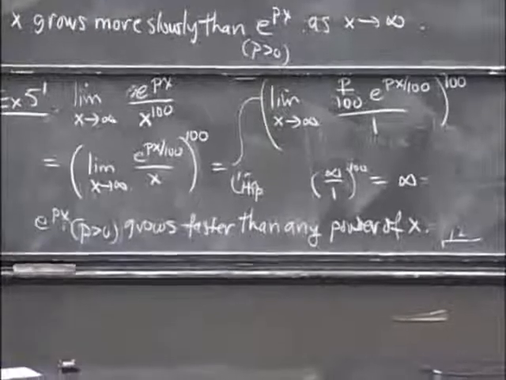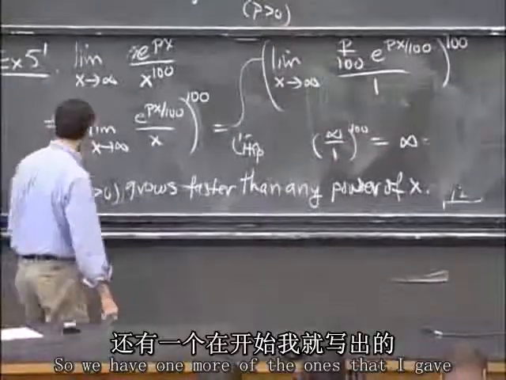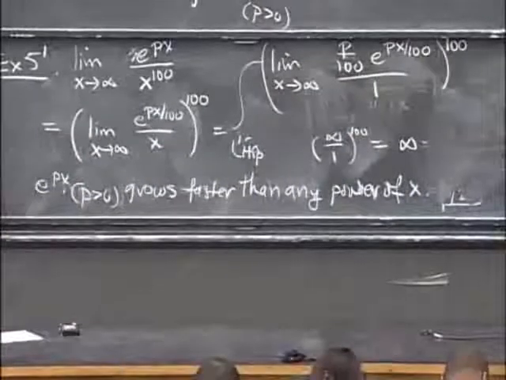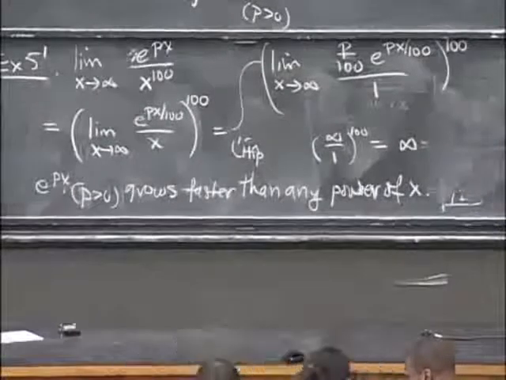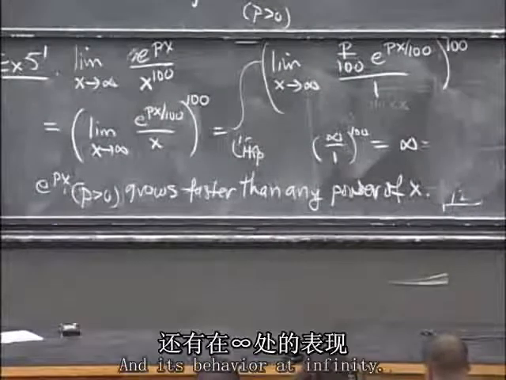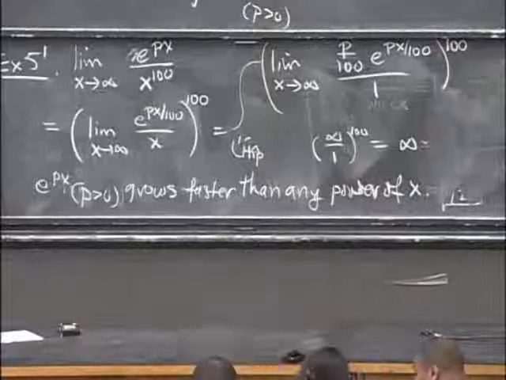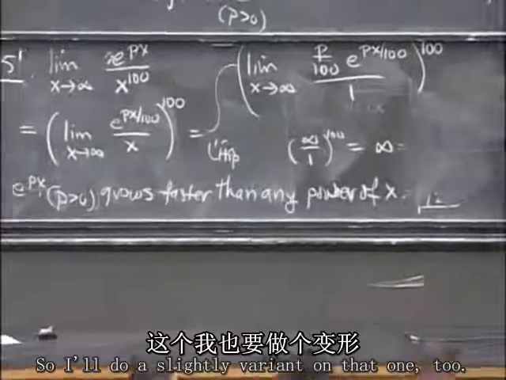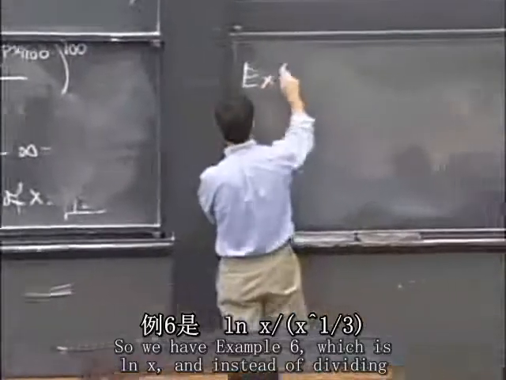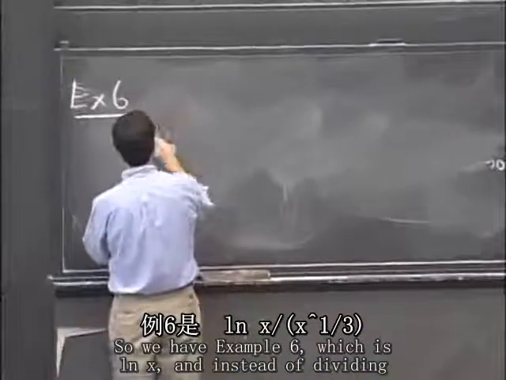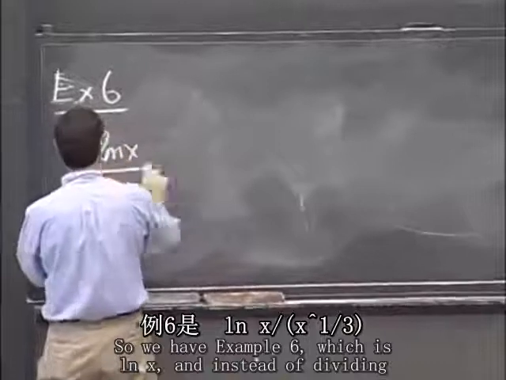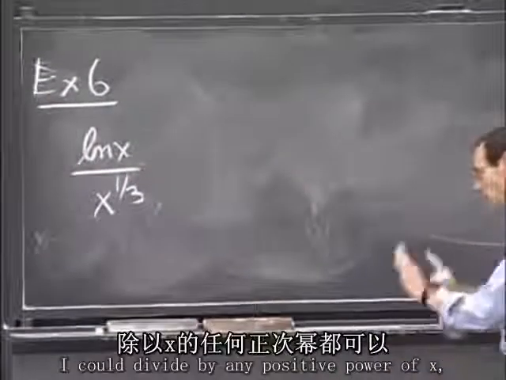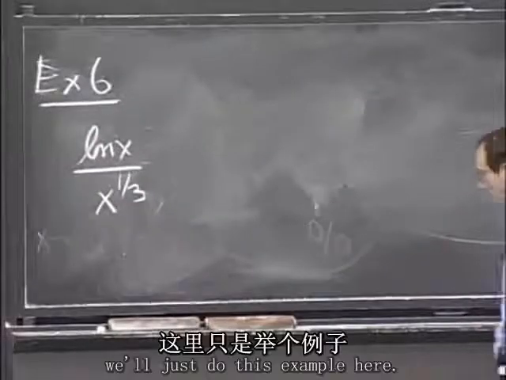All right. So we have one more of the ones that I gave at the beginning to take care of. And that one is the logarithm and its behavior at infinity. So I'll do a slight variant on that one too. So we have example 6, which is log x, and instead of dividing by x, I'm going to divide by x to the 1/3. I could divide by any positive power of x. We'll just do this example here.